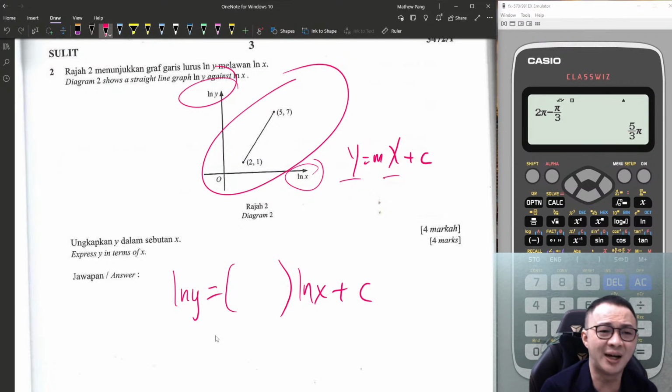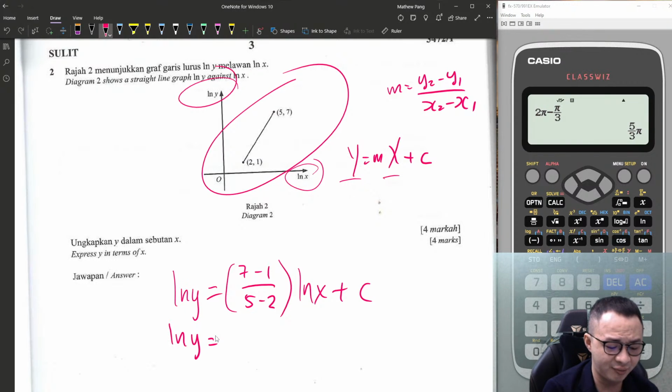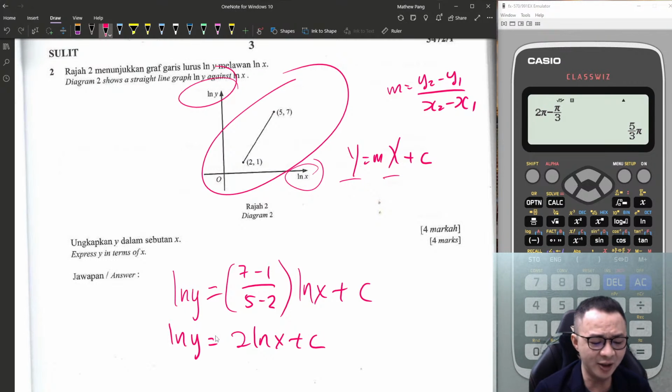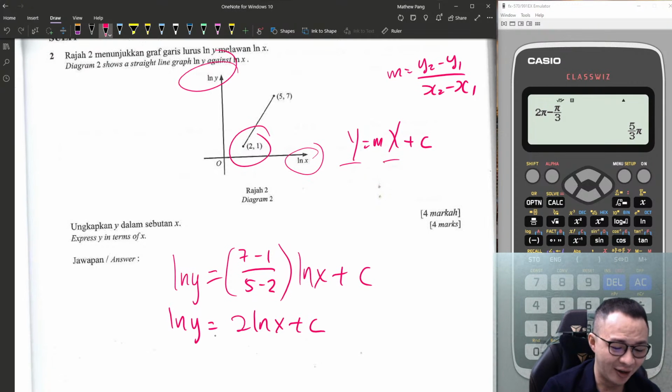So I can find the gradient by using the gradient formula. The gradient formula tells me it is y2 minus y1 over x2 minus x1, right? So which is 7 minus 1 over 5 minus 2. So ln y equals to, this one is 6 over 3, which is 2, ln x plus c. Okay, then I need to find the c. I need to plug in the coordinate. Okay, must be very careful. I say it many times in my live streaming. Let's say I want to plug in 2, 1. A lot of students will do it like this. Also very easy. ln 1 equals 2 ln 2 plus c.